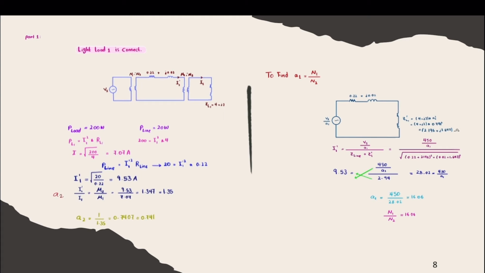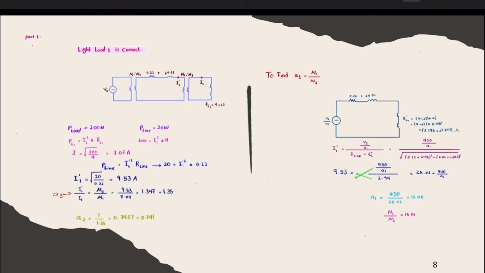IL dash over IL equals M2 over M1, which is equal to 9.53 over 7.07, approximately 1.35. We know that A2 is equal to M1 over M2, and if we assume that M1 is equal to 1, we get that A2 is equal to 0.741. And now to find A1, which is equal to N1 over N2, we're going to use this equivalent circuit, and we're going to substitute I equal to V over Z.